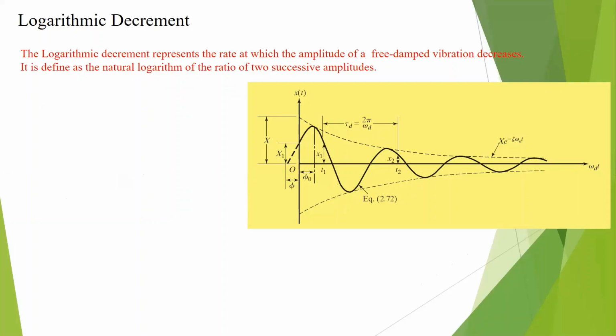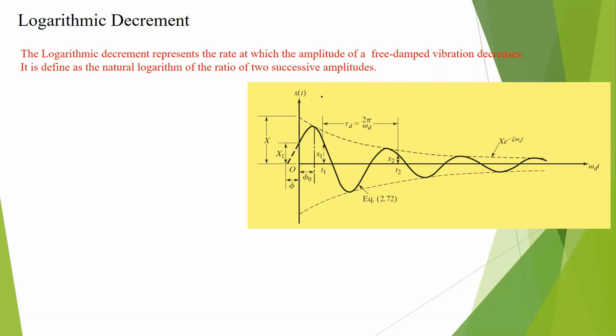Everyone, welcome back. So in this lecture, we'll talk about the logarithmic decrement. As we know, logarithmic decrement represents the rate at which the amplitude of free damped vibration decreases. It is defined as the natural log of the ratio of two successive amplitudes.